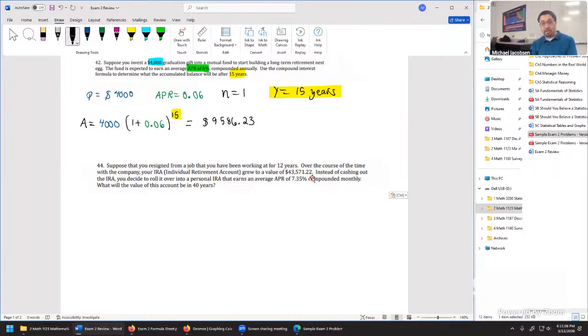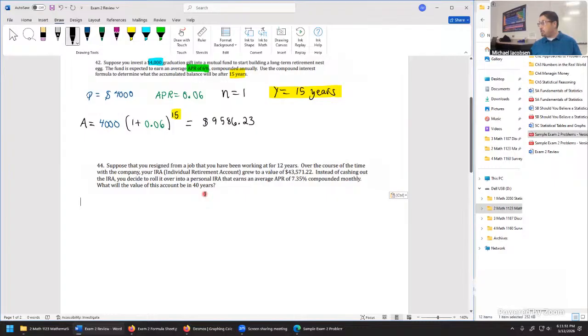And you have the option of cashing this out. There's usually very severe penalties on doing so. But instead of cashing it out, you decide to roll it over into a personal IRA that earns an average APR of 7.35% compounded monthly, pretty typical for an IRA. We want to know what will the value be on this account in 40 years.